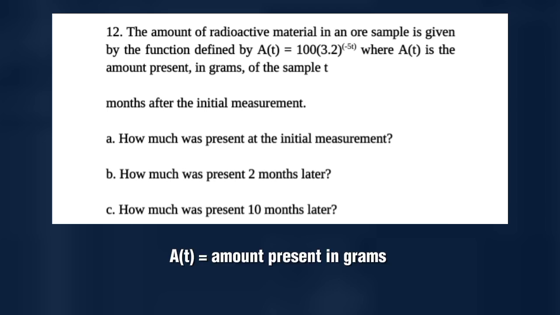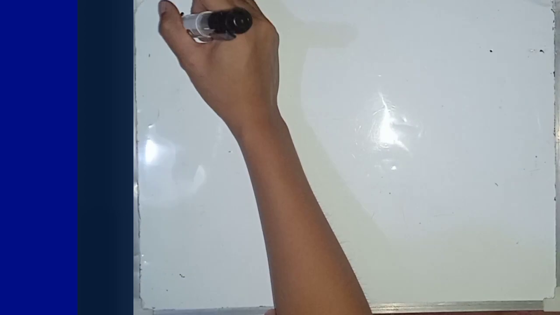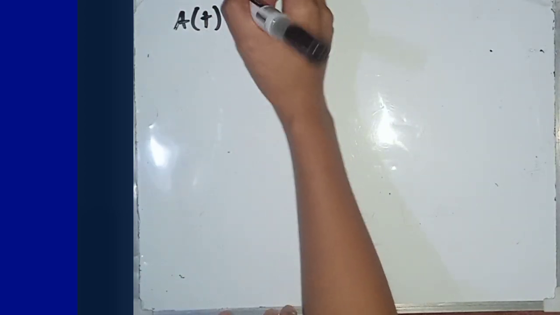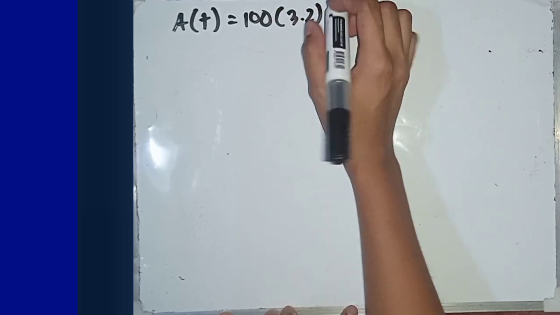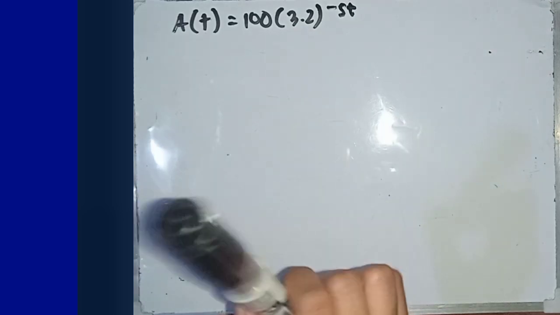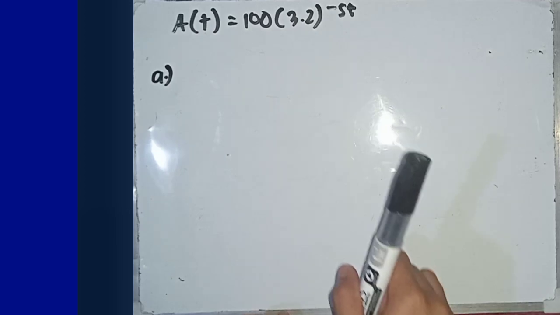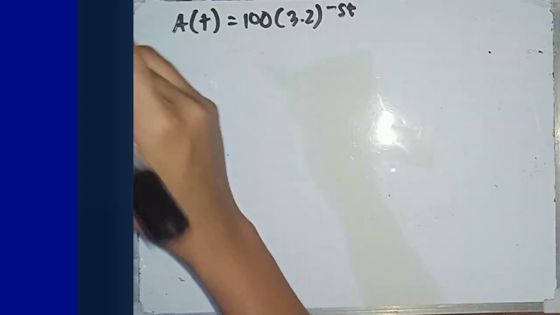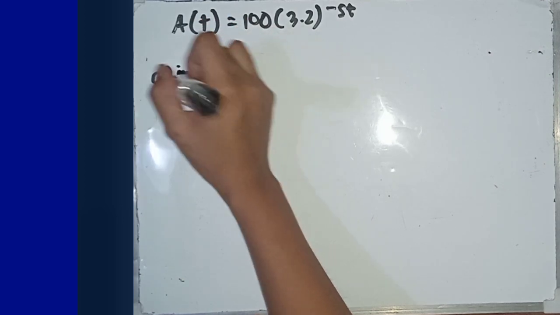Last but not the least is item number 12 of problem set number 2. So we do have here, let A of T be the amount present in grams and T the months after the initial measurement. Okay. So we do have the original equation. A of T is equal to 100 times 3.2 raised to the power of negative 0.05t. So that is the original equation. And for letter A, we will be solving for how much was present at the initial measurement.